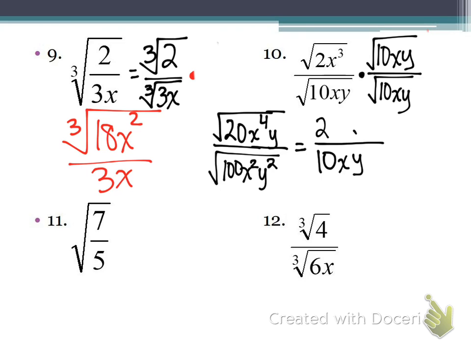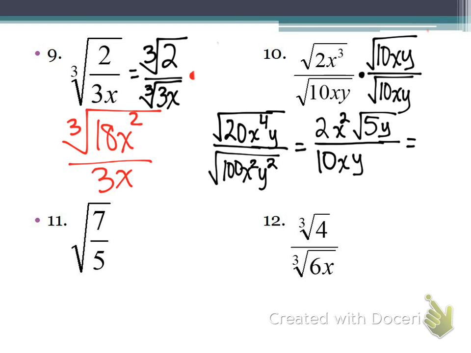2 root 5, good. And I'll leave a little bit of space. What's the square root of x to the fourth? x squared. You'd have 2 groups of 2, right? None left over. What about that y? Stays under. Doesn't have any pairs or friends, so it has to stay put.